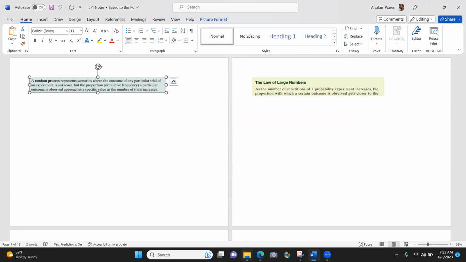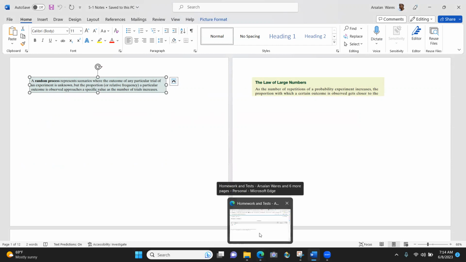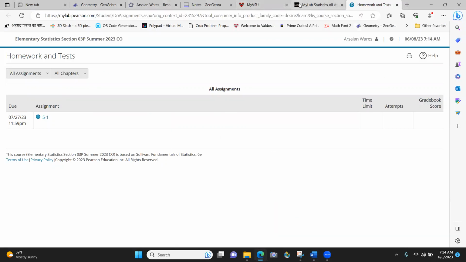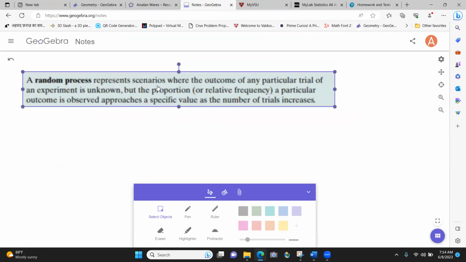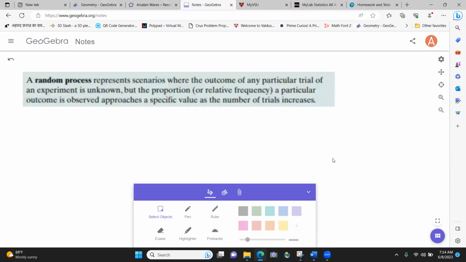These little screenshots are taken from your book, sixth edition Sullivan statistics book. So the very first one, I don't know how well you can read, but I will not just read it to you, I will explain it, okay? A random process is basically a process that you don't have any control over, all right? Now you can read it.